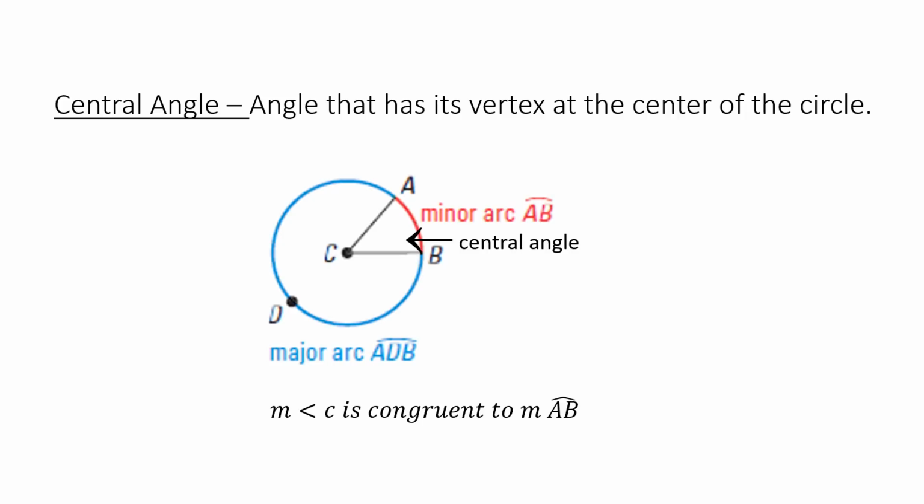Okay, and all this is saying is that the measure of angle C, so the measure of this inside angle, is going to be congruent to the measure of the arc. The angle, when it's a central angle, is congruent to the measure of the arc.